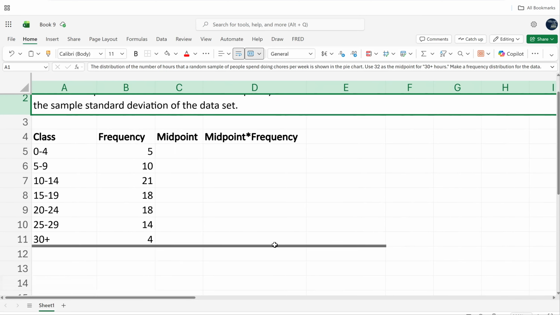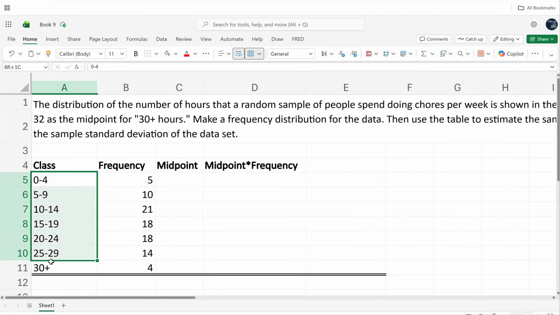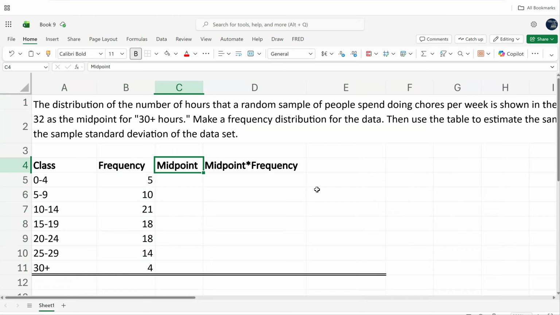So we're kind of jumping into this partway through. As you can see, there is no pie chart here. So we're going to assume that you had a pie chart and you were able to fill in the classes and the frequencies. And I did jump ahead. I forgot to delete this from my first go at this video, but I have made two extra columns for myself, midpoint and midpoint times frequency.